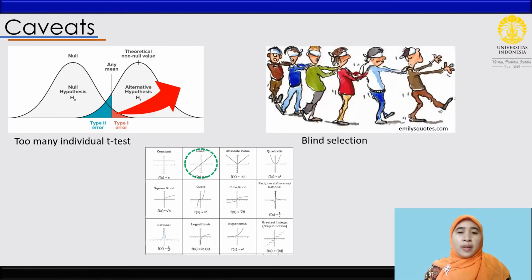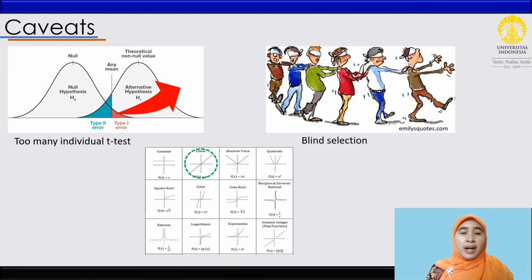And the third problem with the stepwise procedure is the blind selection. Blind selection means that we treat all the predictor variables equally, so there is no preference of one variable over another. It just really depends on the t-test, while if we have a little bit of knowledge or understanding about the context of the problem, we can incorporate some variables more appropriately in the model.